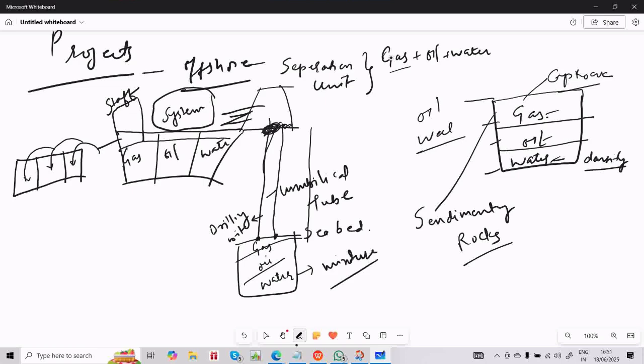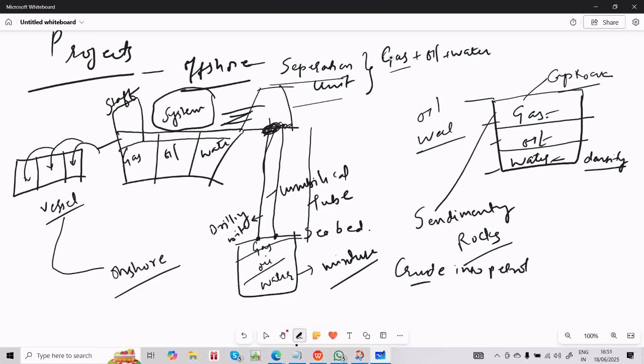Now this vessel takes the oil or gas, whatever type of vessel it is, to the onshore. So this is what happens in offshore. In offshore you are only doing the separation. You are not converting crude into petrol or diesel. You are not going to convert anything from the crude, right? So what is basically happening?